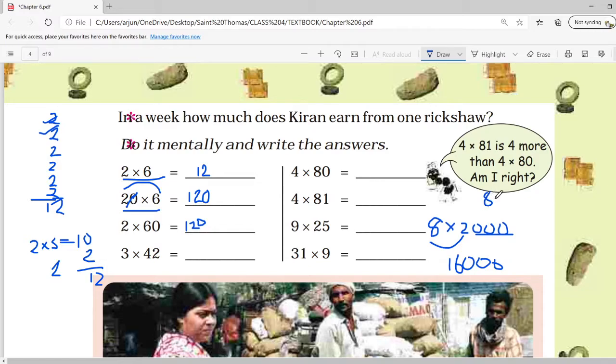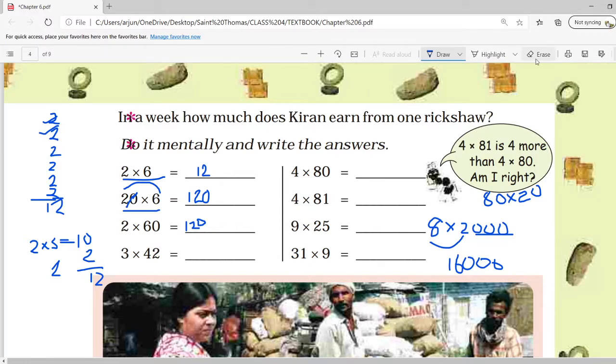If you are asked for 80 into 20, now what will you do? Now you know the multiplication of 8 into 2, which is 16, and there are how many zeros? 2. So just add those 2 zeros at the end. So 16 0 0, which is 1600. Isn't it simple? Yes.